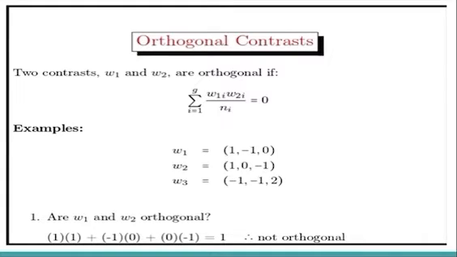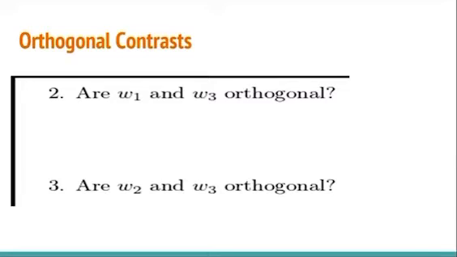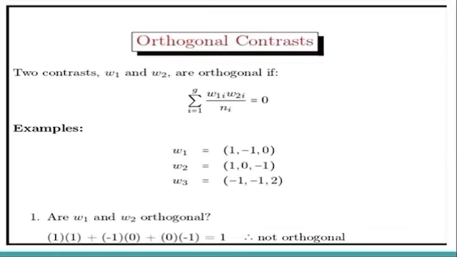1 times minus 1 is minus 1, right? 0 times minus 1 is 0, right? Minus 1 times 2 is minus 2, right? So you can investigate orthogonality for that one as well, just the same way you investigate orthogonality here. What about W2, W3? Is there anyone in this class who doesn't understand how to investigate orthogonality?